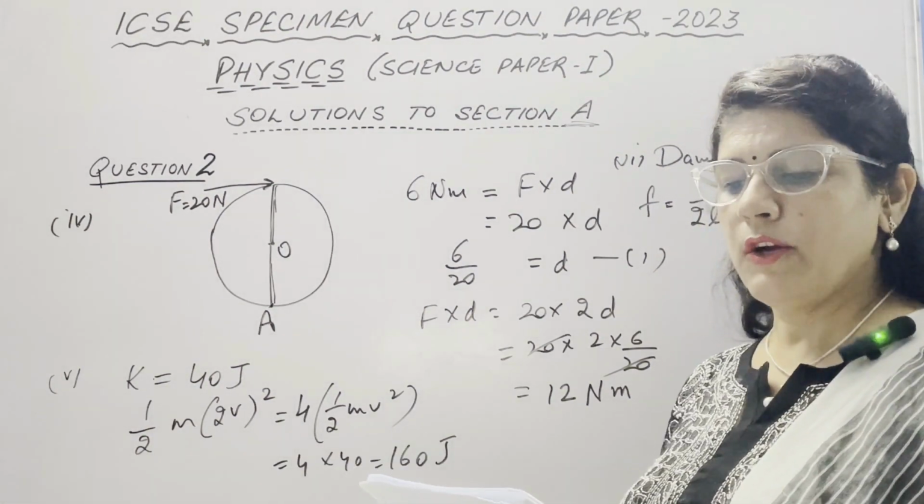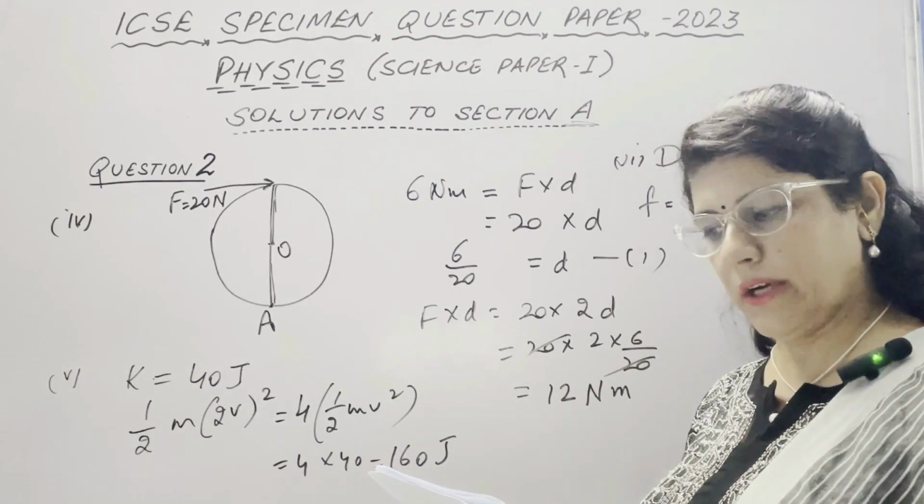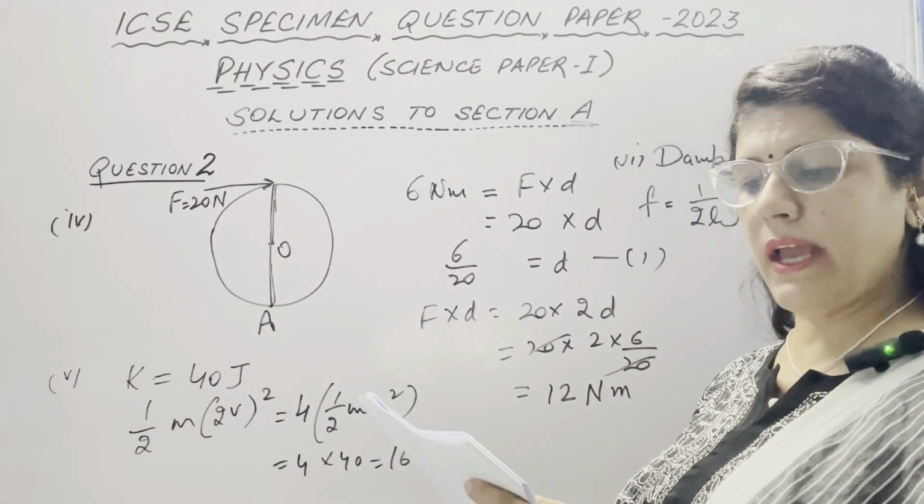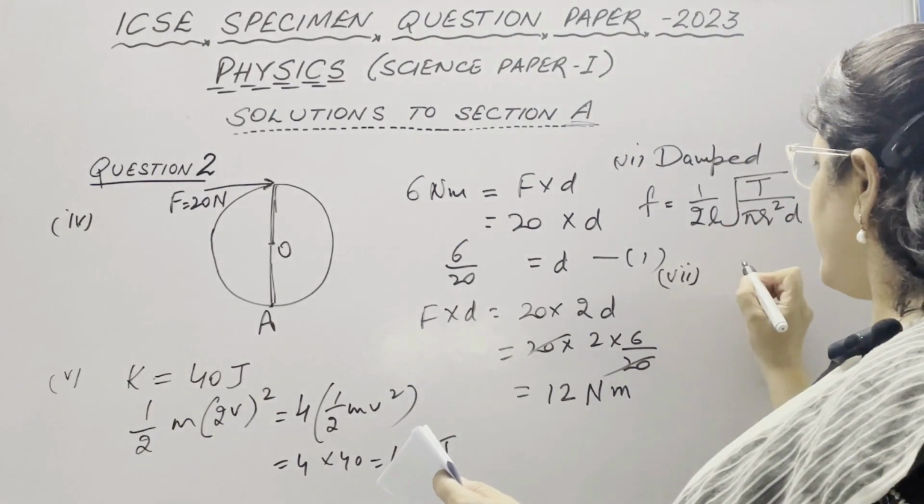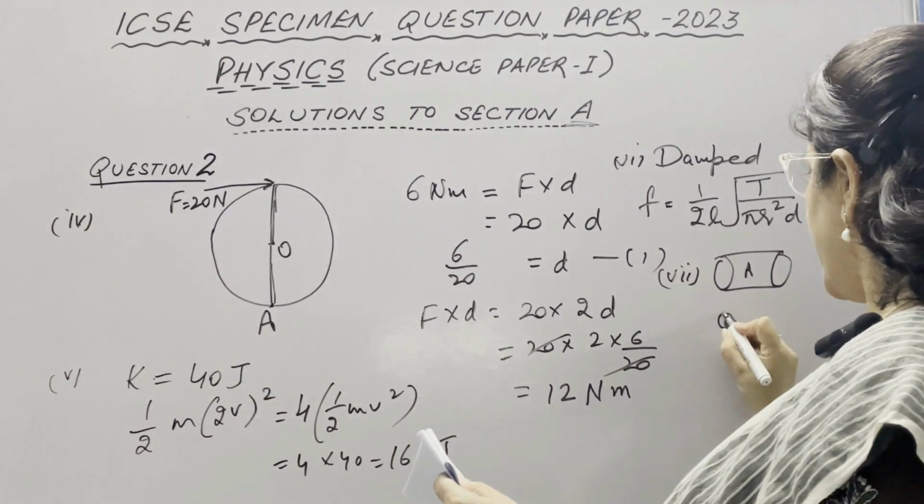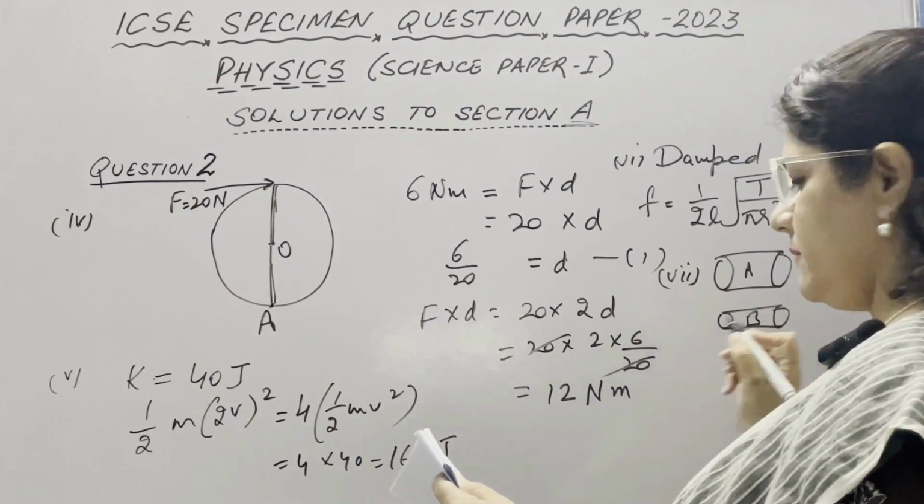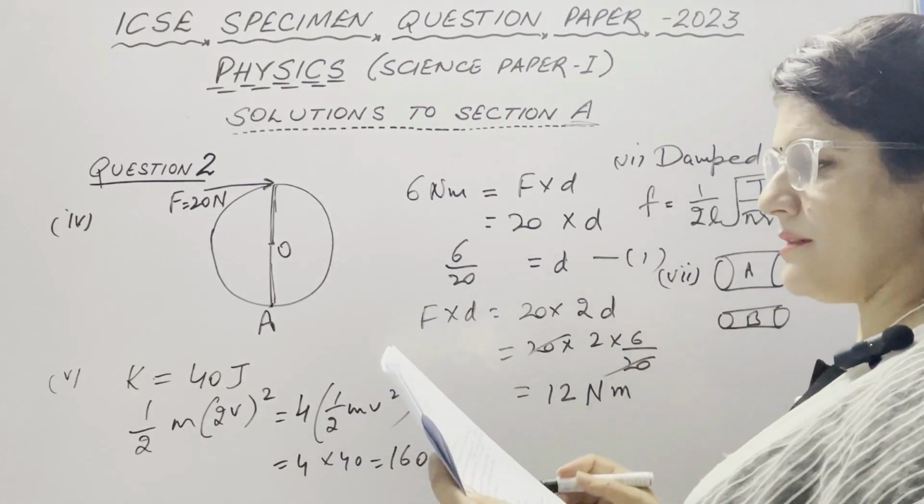Now, in seventh part, two copper wires A and B are of same length, present at temperature 30 degrees Celsius. Radius of A is twice the radius of B. Which wire has greater resistance?